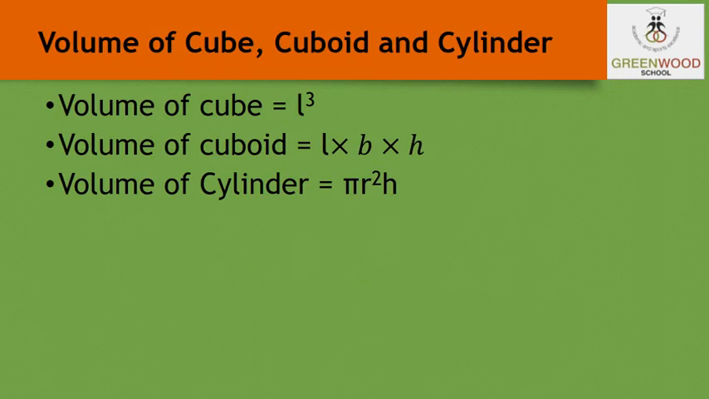Now let us learn about volume of cube, cuboid and cylinder. Volume of cube is equal to L cube, that is L into L into L. Volume of cuboid is equal to L into B into H, where L is length, B is breadth, and H is height. And volume of cylinder is equal to πr²H, where r is the radius of cylinder and H is height of cylinder.